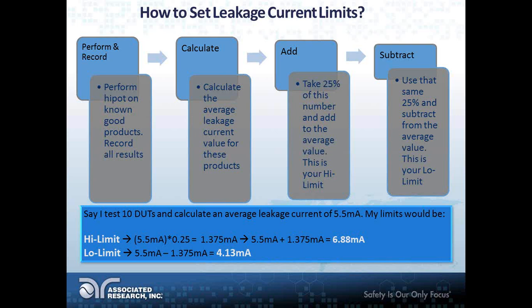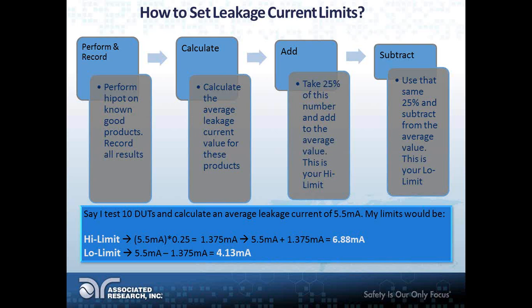Obviously, everybody is going to be a little different in this regard, but I think this is a very solid method for doing this. So you can see it's basically 4 steps. It's perform and record, calculate, add, subtract. That's really it. You don't need a degree in calculus to figure this out. So what you want to do is, if you're first starting to run Hipot tests on something, find a known good DUT.